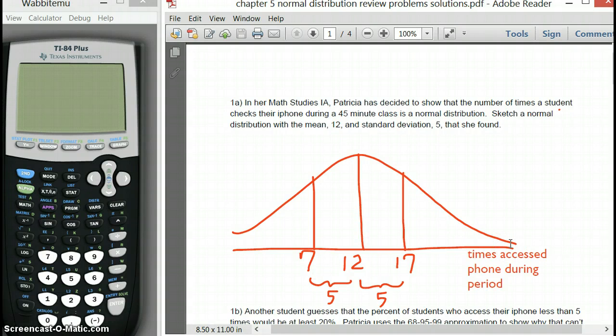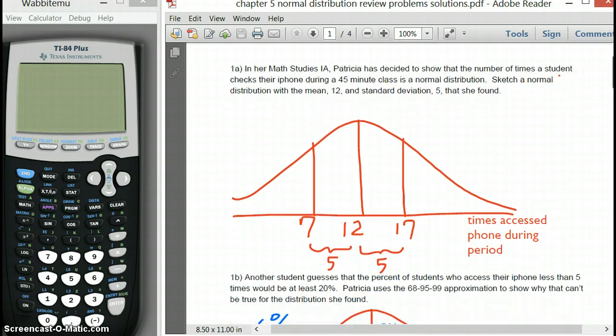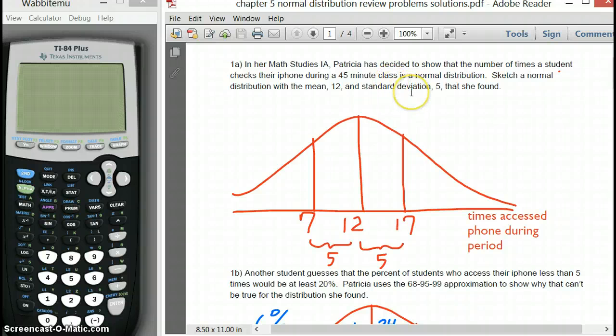Hello, I'm going to show you the solutions to the review problems for normal distribution. In the first problem, we have Patricia doing her internal assessment for math studies. She decides to show that the distribution of how many times people access their iPhones during class is a normal distribution. She finds that it's a normal distribution with a mean of 12 and a standard deviation of 5. Draw that normal distribution, or sketch it.